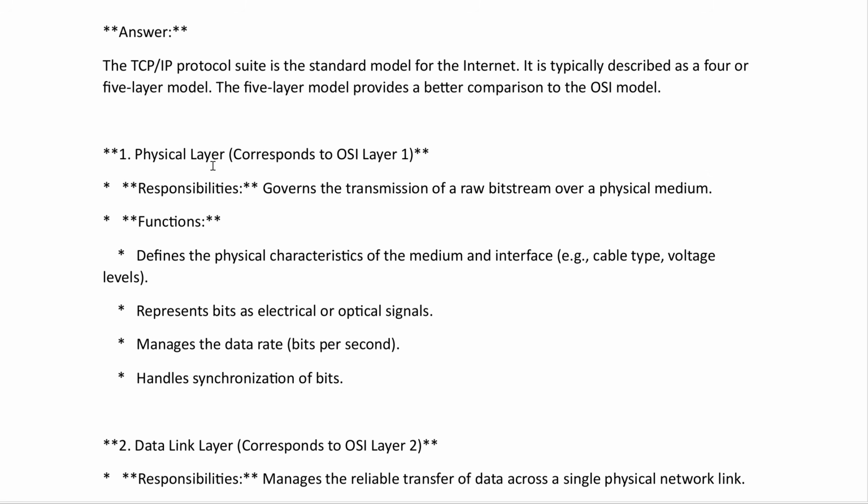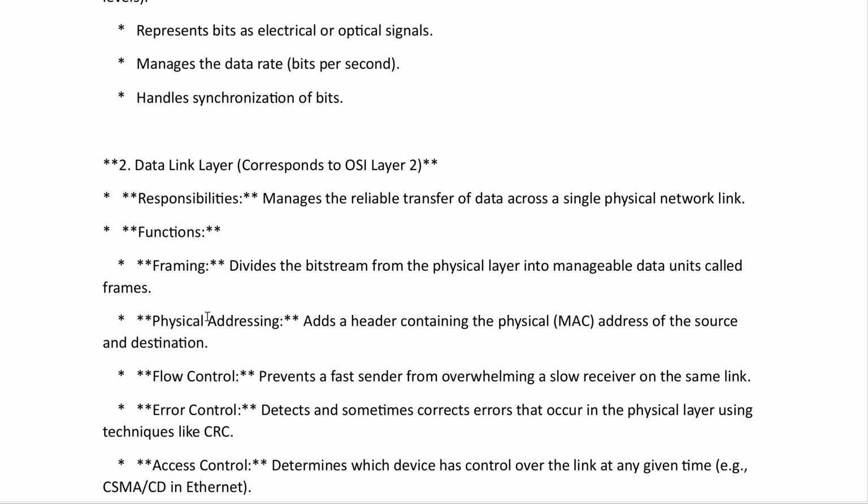First layer is the physical layer. Physical layer in the TCP/IP model corresponds to the OSI layer 1. Responsibilities of the physical layer are to govern the transmission of a raw bit stream over a physical medium. The functions of physical layer are to define the physical characteristics of the medium and the interface, that is, the cable type or voltage levels. Physical layer represents bits as electrical or optical signals. Physical layer manages the data rate, that is, bits per second. Physical layer handles synchronization of bits.